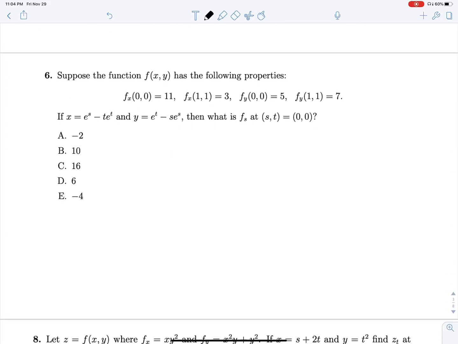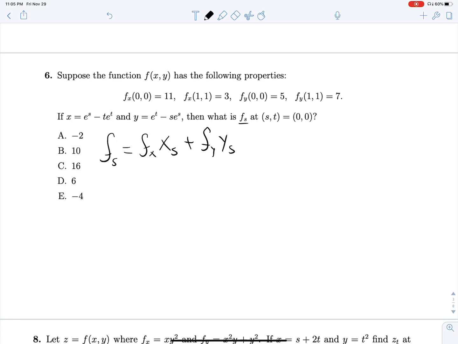Let's suppose that this function has the following properties, where it looks like we're given some partial derivatives, and we are given what x and y are composed of in terms of s and t, and it looks like we're looking for fs. So fs, we know by the multivariable chain rule that this is going to be fx xs plus fy ys.